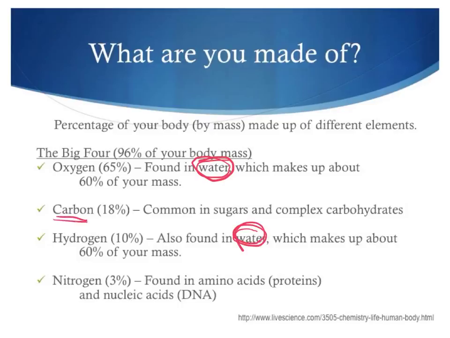Carbon is what makes organic compounds organic, and it's found in sugars, complex carbohydrates, all sorts of things that are in your body. And lastly, nitrogen is an important element for nucleic acids, which is your DNA and RNA, and then the amino acids that make up the proteins that are one of the other large components in your body.